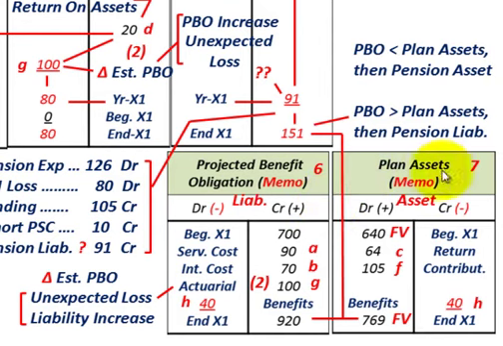And then comparing that to our plan assets, again, we started out with a beginning of the year balance of $640,000. Now this is where we get the return.